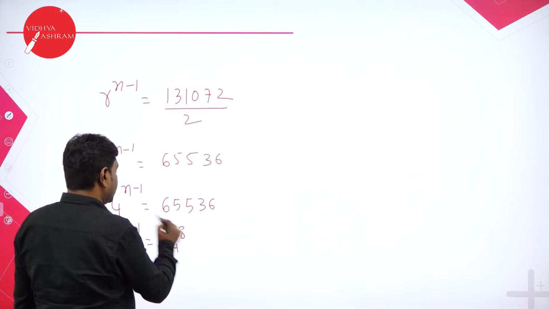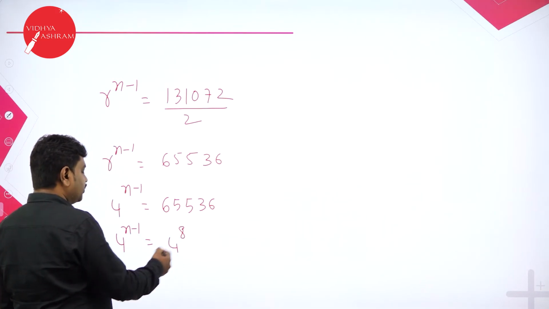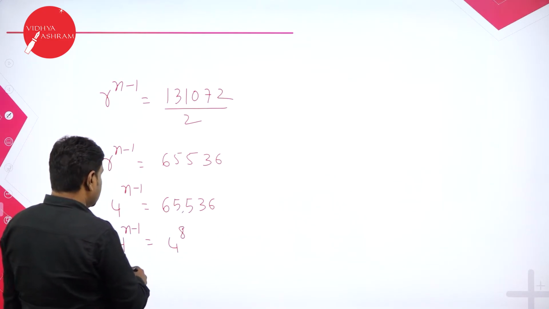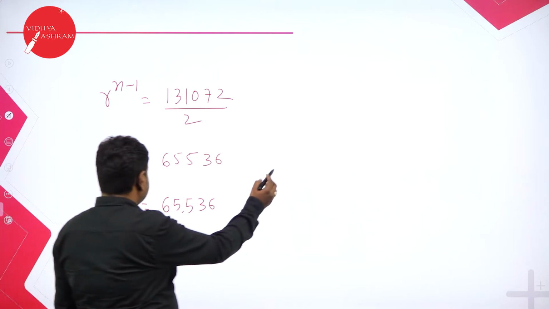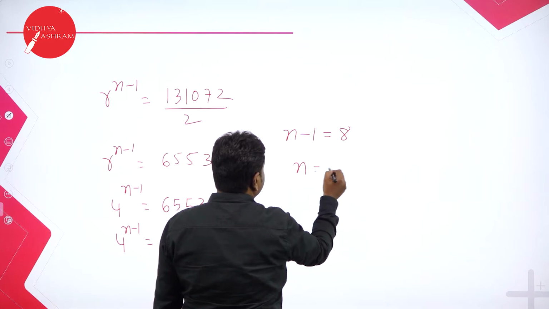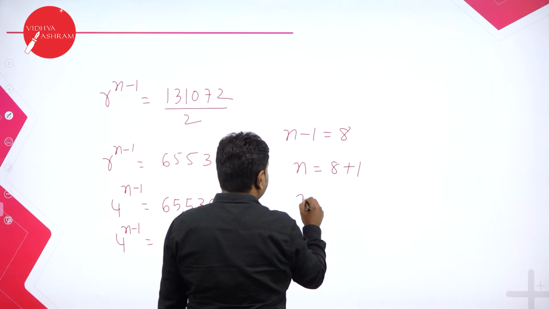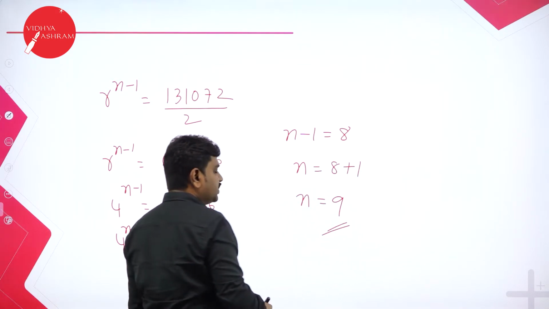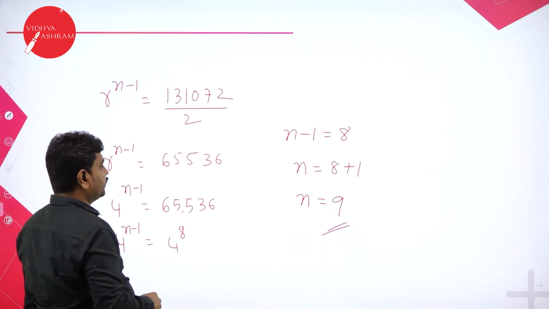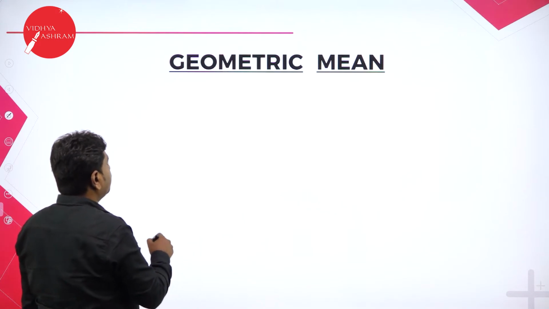So 4 power 8. If you multiply 4 into 4 into 4, 8 times, it will become 65,536. Now the bases are the same, so equate the powers. If I equate the powers, n minus 1 is 8, and n is 8 plus 1, n is 9. The ninth term is the answer. Which term? Ninth term.